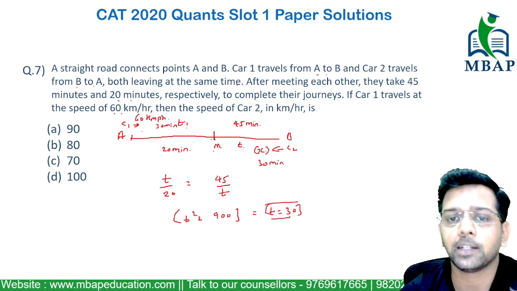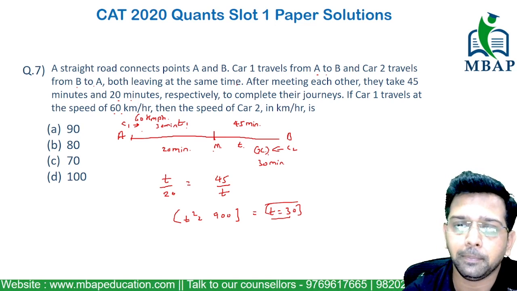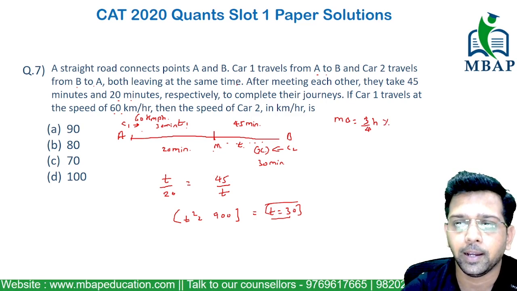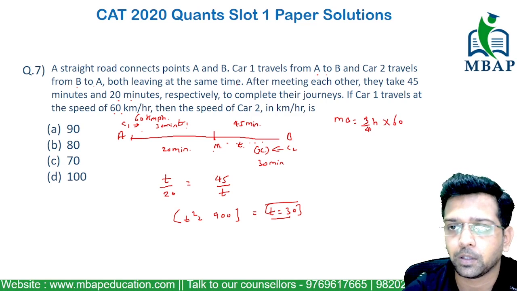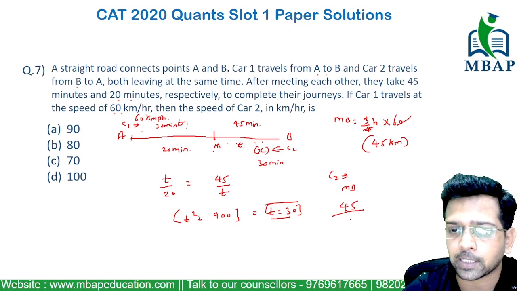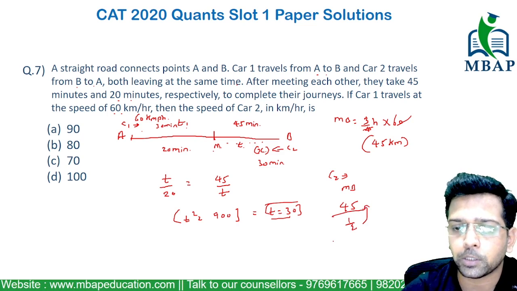The question is to find the speed of car 2. I know the time traveled by car 2 from B to M is 30 minutes. I need to know the distance. See, the distance you'll be able to find out by car 1. Car 1 from M to B traveled for 45 minutes, which is 3/4 of an hour, and it was moving at a speed of 60 km/h. If I solve this, I understand this is 45 km of distance. Now let's see for car 2 from M to B. The distance covered is basically 45 km and the time taken is half an hour. So the original speed of car 2 will basically be 90 km/h.